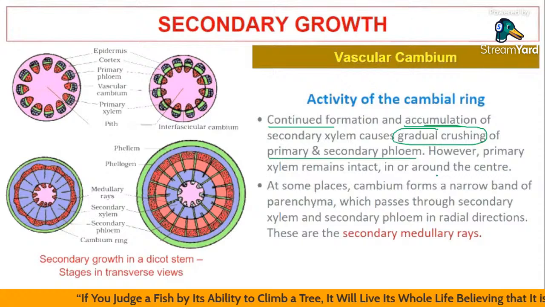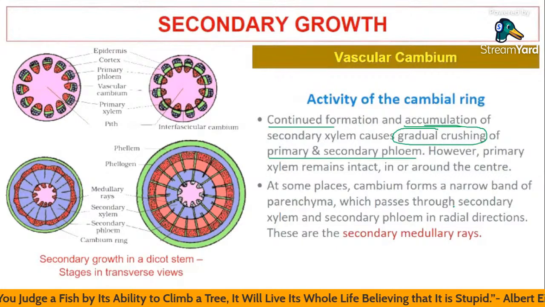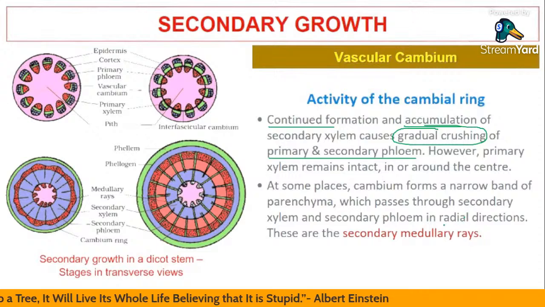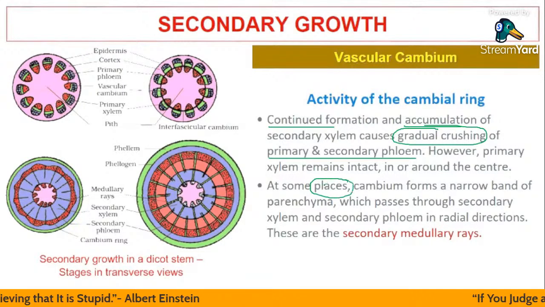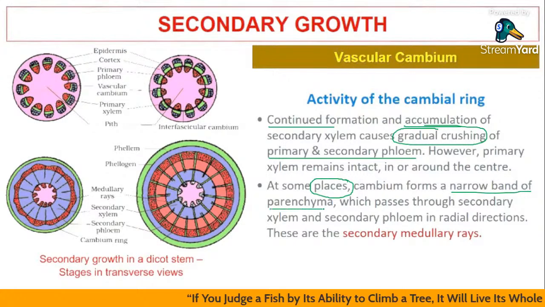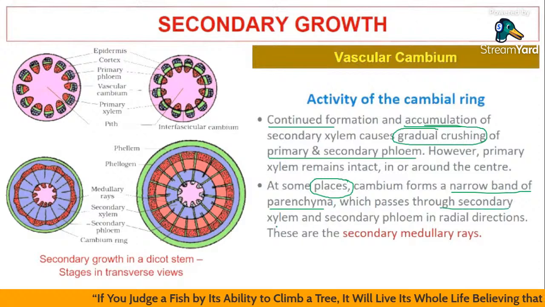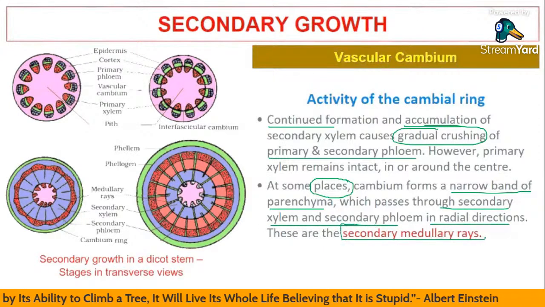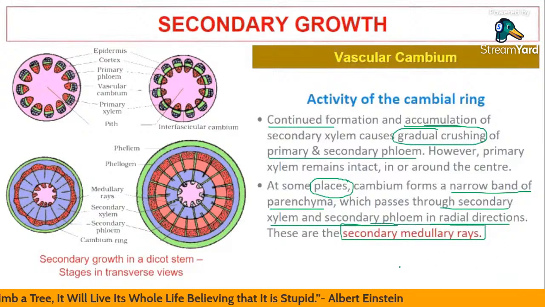At some places, cambium forms a narrow band of parenchyma which passes through the secondary xylem and secondary phloem in the radial direction. So at certain places, you will find a narrow band of parenchyma tissue which passes through the secondary xylem and phloem in the radial direction, which you will call the secondary medullary ray.